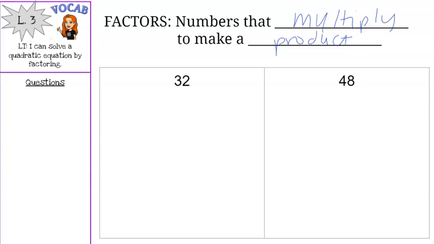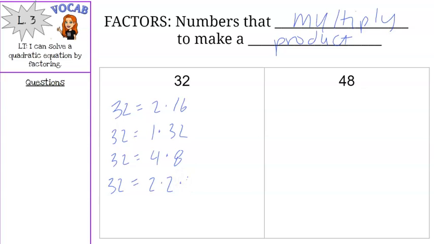So we can factor 32 in multiple different ways. 32 can be 2 times 16. 32 could be 1 times 32. 32 could be written as 4 times 8. 32 could also be written as 2 times 2 times 2 times 4. We got lots of different options.